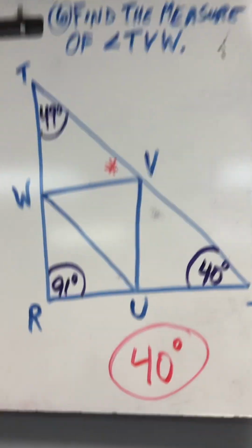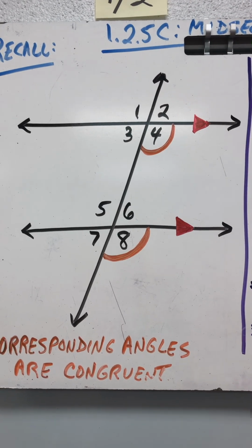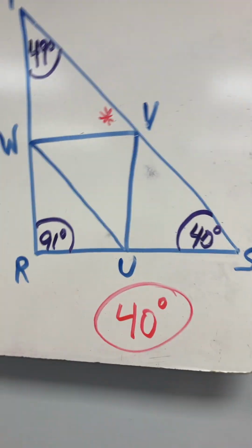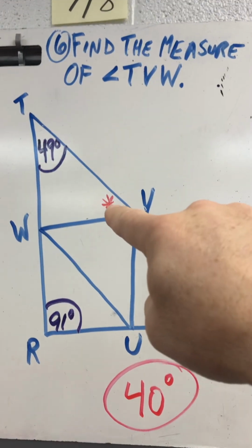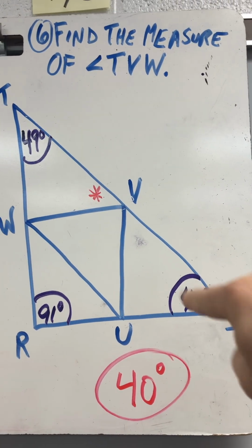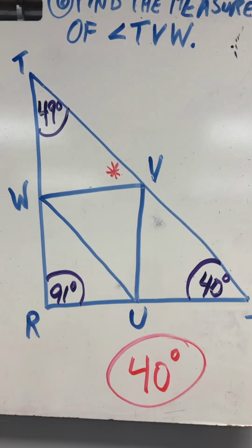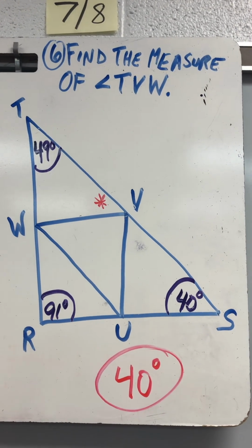Okay. Now I'm going to remind you, back over here, corresponding angles. Corresponding angles are congruent. Okay. That being said, what angle corresponds with this angle here? Doesn't this one, this 40-degree angle, correspond with this angle? These are corresponding angles. So angle TVW equals 40. Okay.